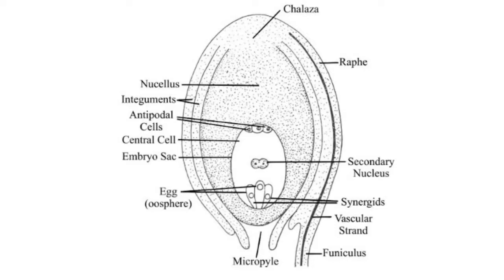Enclosed within the integument is a mass of cells called the nucellus. The cells of the nucellus are rich in reserved food materials. An ovule generally has a single embryo sac, or female gametophyte, developed from a megaspore through reductional division and located within the nucellus.